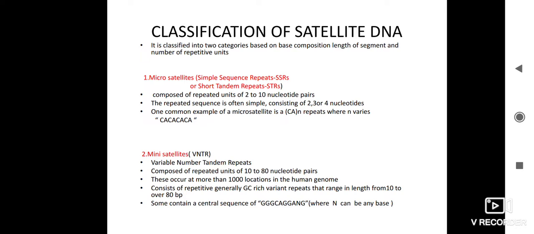First, microsatellite: composed of repeated units of 2 to 10 nucleotide pairs. The repeated sequence is often simple, consisting of 2, 3 or 4 nucleotides. One common example of a microsatellite is (CA)n, where n varies.